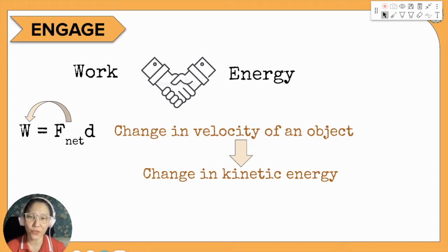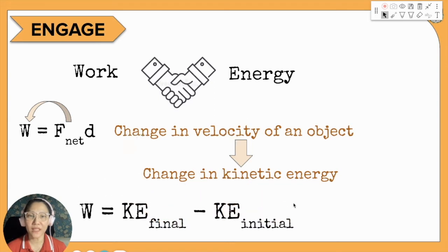Why is this so? If you recall the formula for kinetic energy, that's equal to 1/2 mv squared. So you see the v in that formula. That means kinetic energy and velocity have a direct relationship. So if there's a change in velocity, there will also be a change in kinetic energy. Okay, and this change in kinetic energy is actually what is known as the work energy theorem.